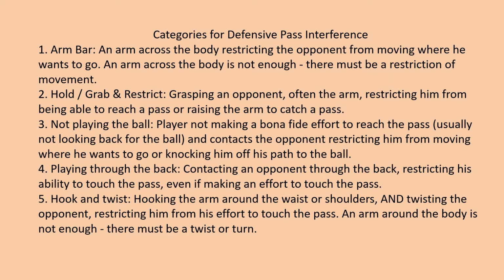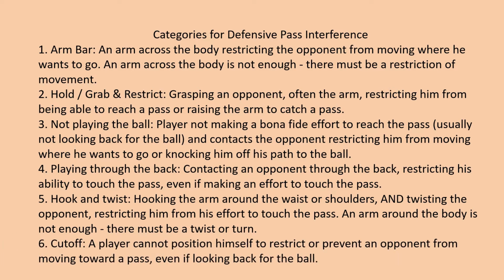Fifth one is a hook and a twist. Now, we see this one a lot on passes that are over the middle or slants. So we've got the defender hooking the arm around the waist or shoulders and twisting the opponent. That's important. If the arm is just simply around the body and there is no twist, then we don't have pass interference. And lastly, a cutoff. Now, a cutoff is where the defender simply puts himself in front of the offensive receiver, not allowing him to get to where he needs to be.